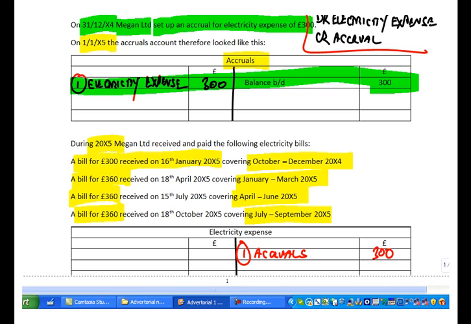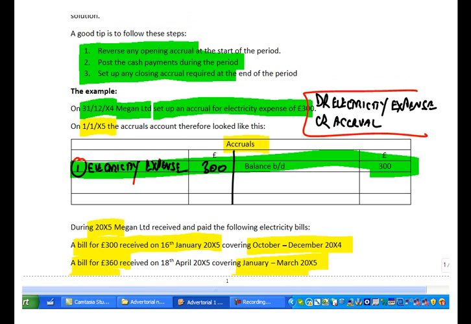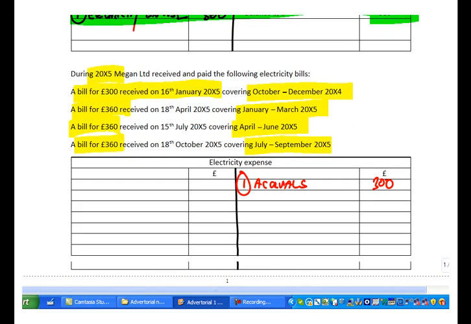So we've effectively cancelled out and cleared off that opening accrual, because at some point in the new year we will have paid off that bill, won't we? Well, the second step is to post cash payments during the period.